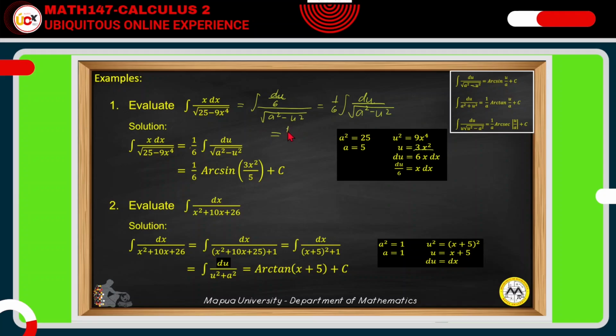Okay, but recall that the integral of du over the square root of a squared minus u squared using this formula is equal to arc sine. So you have 1 over 6 times arc sine of u over a plus the constant c, where u is 3x squared. So we have this all over a, where a is 5. So we have 3x squared all over 5. So therefore, the final answer is 1 over 6 arc sine of 3x squared all over 5 plus the constant c. So this is the final answer.